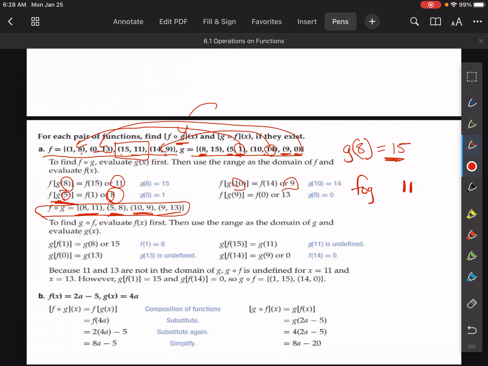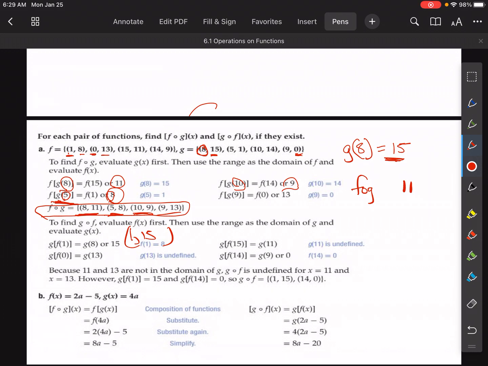Then it says, let's try to see if g of f works. For g of f, I have to go the other direction, so let's see if the other direction works. First, I take my f function and look at the first one. If I plug a 1 in, I get an 8 out. Is there an 8 in the g function? Yes, there is, so 15 is the solution. So 1, 15 works. If I plug a 0 into the f function, I get a 13 out.